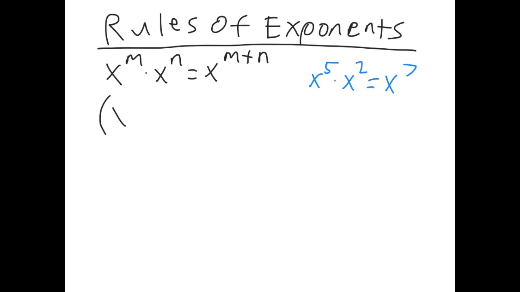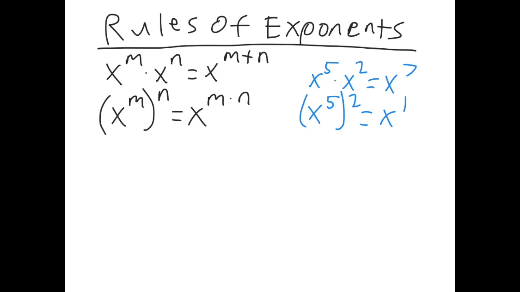If you have an exponent being raised to an exponent, then what happens is you multiply the exponents. So that's the same thing as saying x to the m times n. So once again, if you had x to the 5th and then raise that to the 2nd, that would be x to the 10th, 5 times 2. So these are the 2 rules we're going to worry about today. There are a few more that we'll worry about in future lessons.